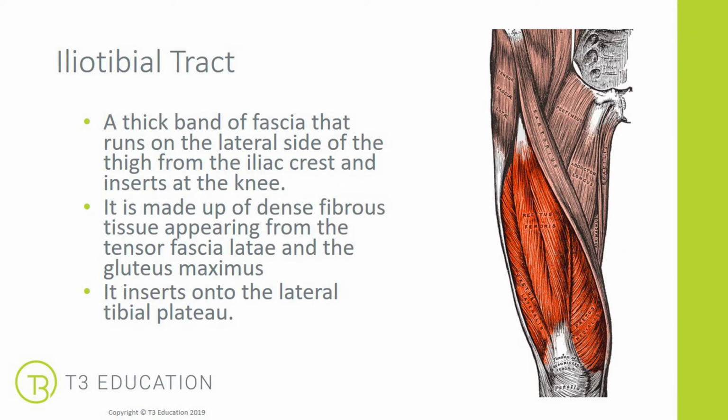So let's start with the iliotibial tract, or the iliotibial band. This is a thick band of fascia that runs on the lateral side of the thigh, connecting the iliac crest to the knee. It is the tendon of the tensor fascia lata and the gluteus maximus, and it inserts down into the lateral tibial plateau, so it crosses the knee joint.